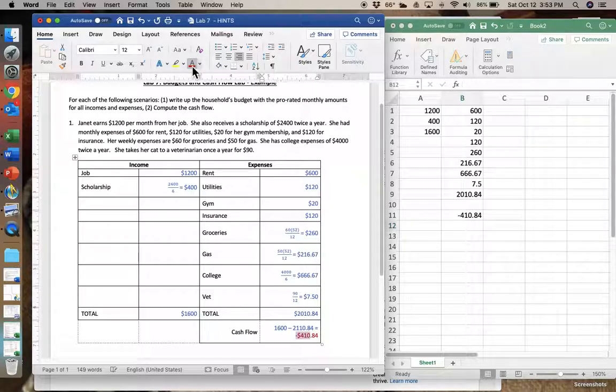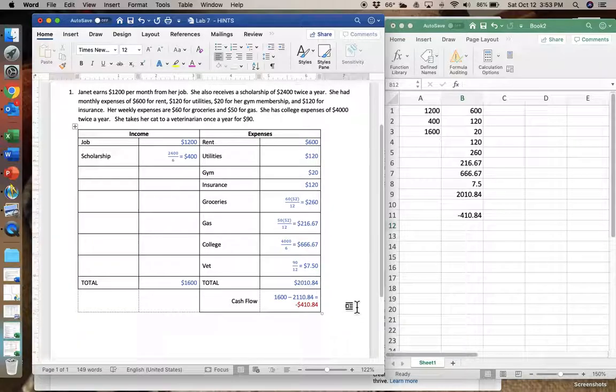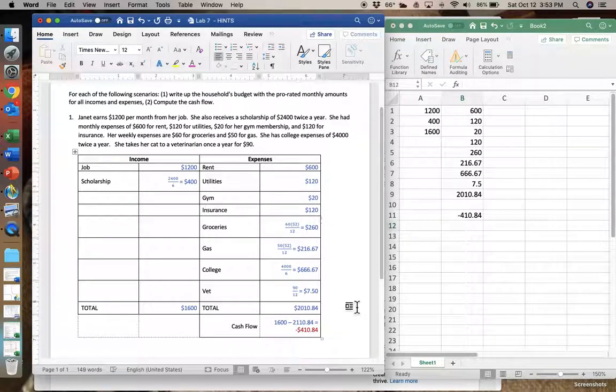So poor Janet has problems here. Hopefully her mama and daddy are helping her out. So anyway, you get the idea. This is how you will go about completing Lab 7.